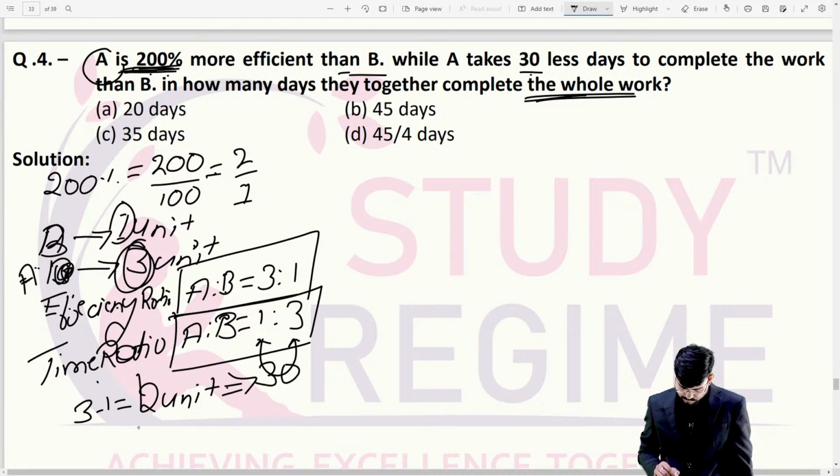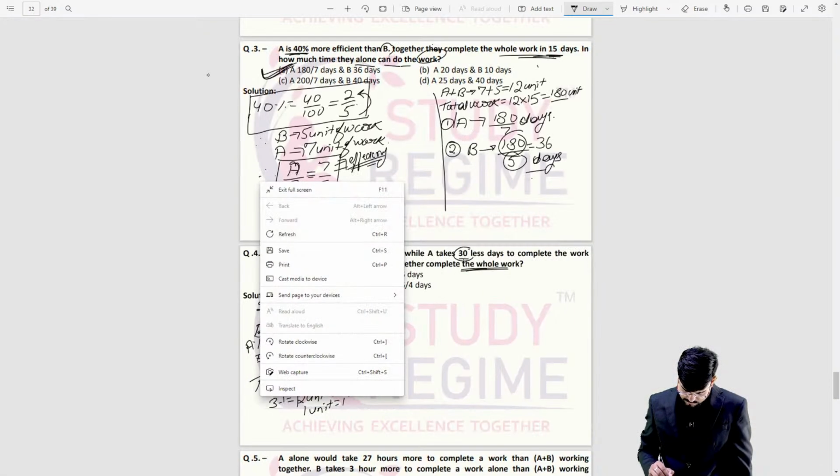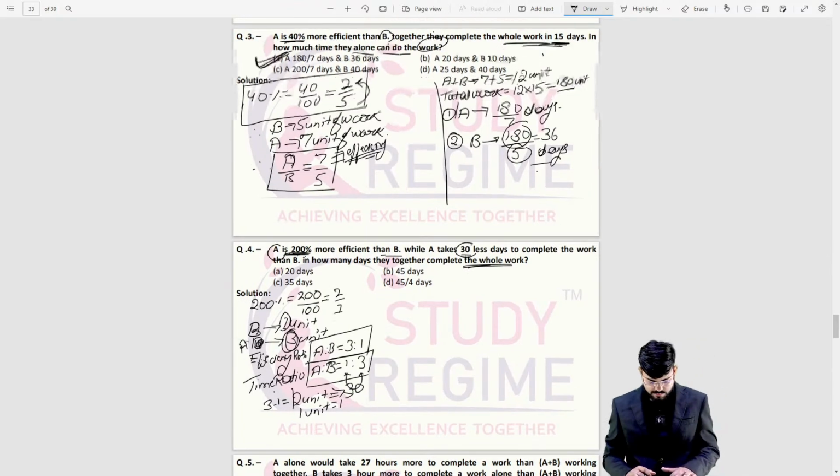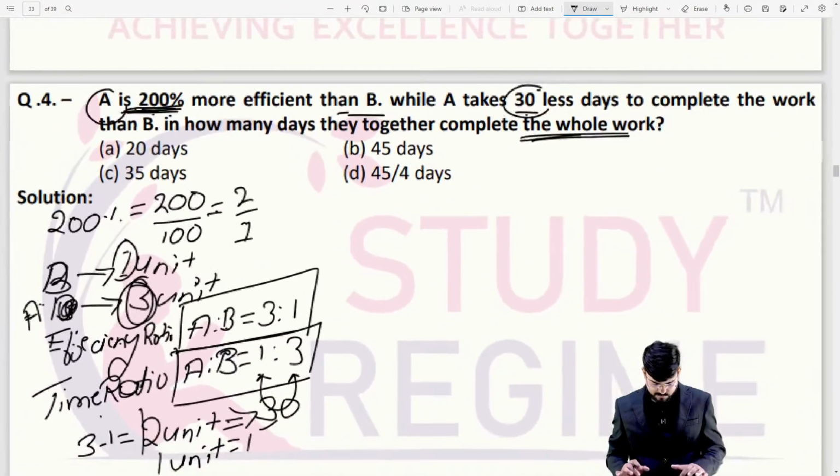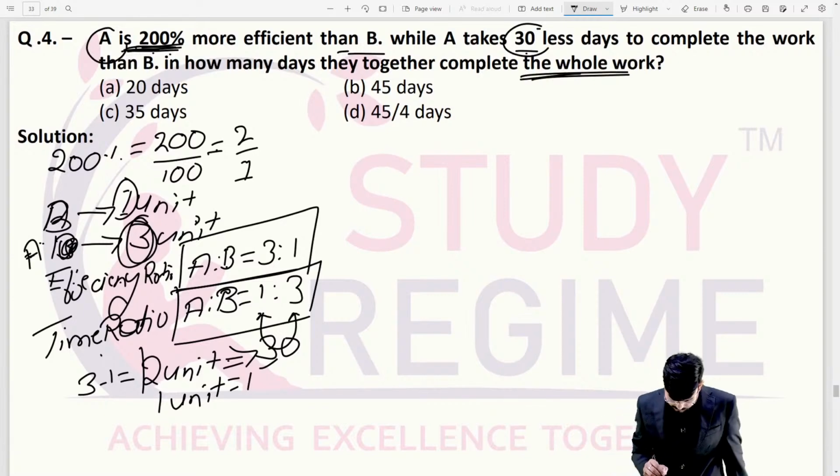Clear? Time ratio is given. A can complete in 1:3, and the difference is 2 units. This 2 units is representing 30 fewer days, because it is given in the question. So 2 units will represent 30. So 1 unit will represent what? 15. Clear? 1 unit will represent 15.